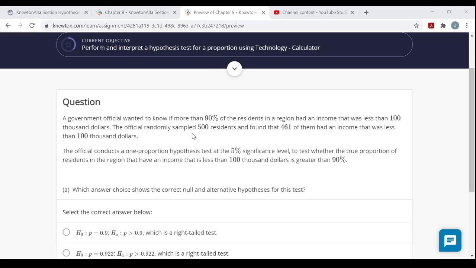The official randomly sampled 500 residents and found that 461 of them had an income that was less than $100,000. So there's your n and your x, your sample size and number of successes. The official conducts a one proportion hypothesis test at the 5% significance level, so alpha is 5%, to test whether the true proportion of residents in the region that have an income less than $100,000 is greater than 90%.